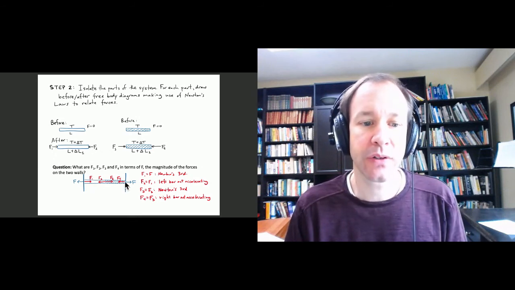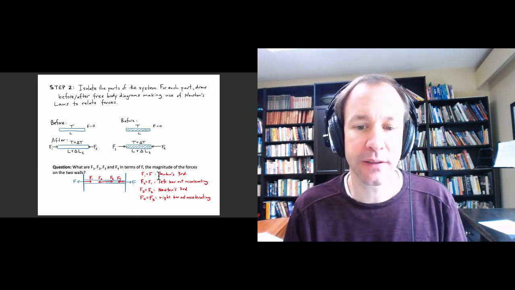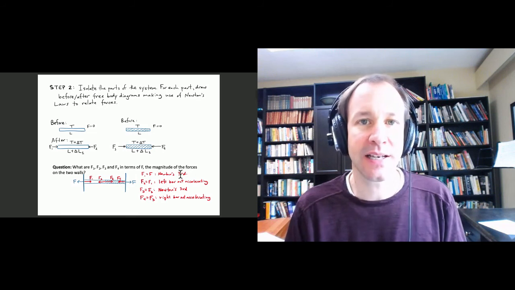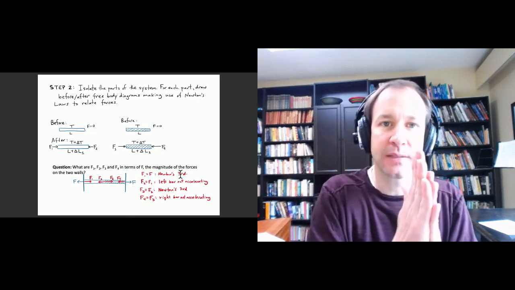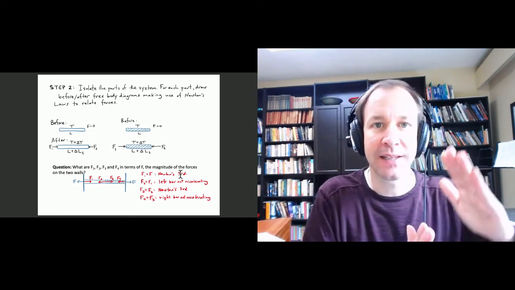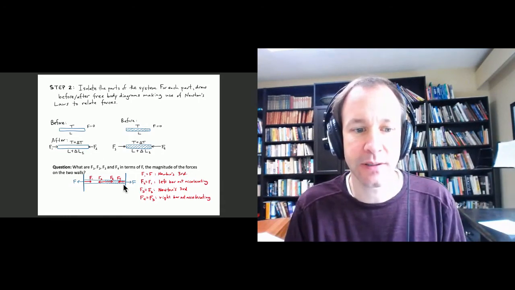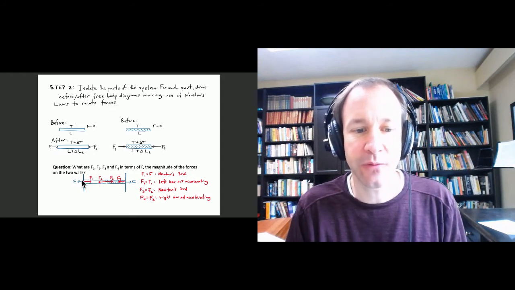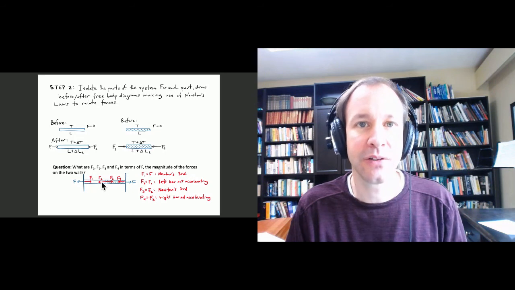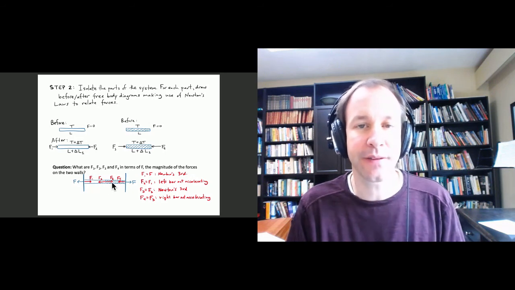So it's a combination of two things. Newton's third law tells us that if one object is pushing on another one, then the other object is pushing back with exactly the same magnitude of force. So Newton's third law tells us that F1, the force of the wall on the rod, is equal to the force of the rod on the wall. So F1 equals F.